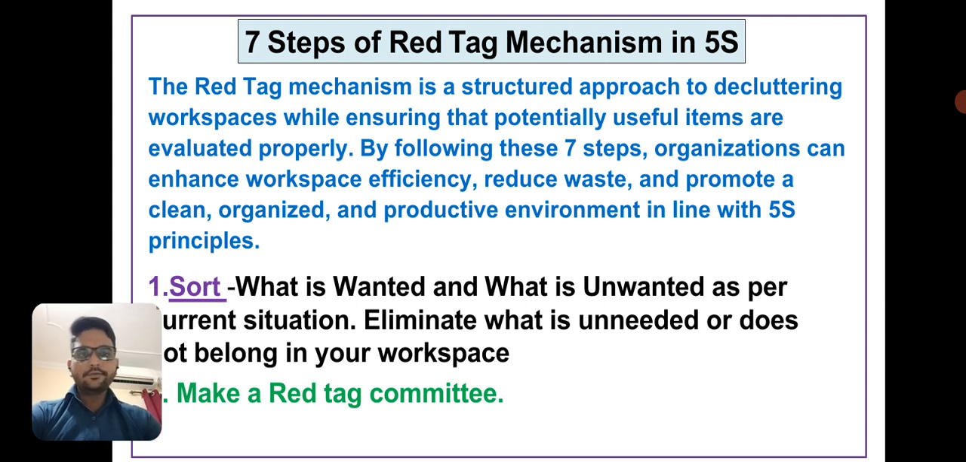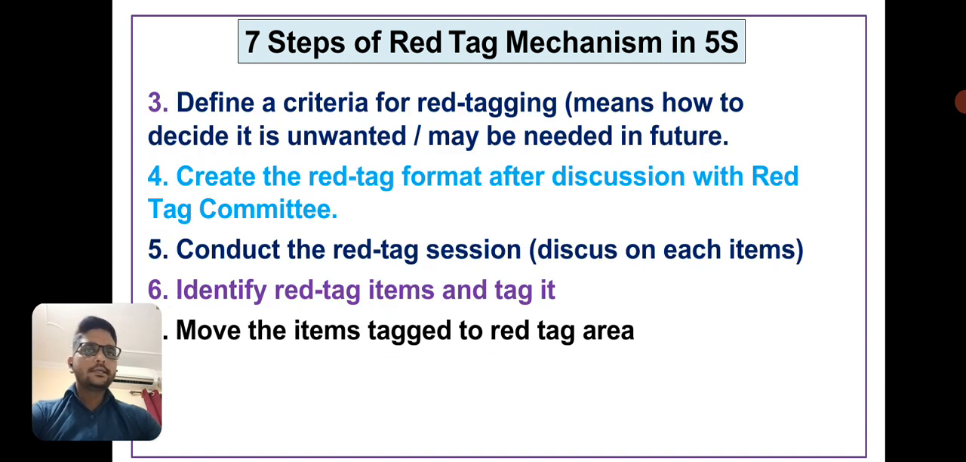In the 7 step approach, first is sorting, which means deciding what is wanted and what is unwanted, what is needed and what is not needed, and eliminating what does not belong to your workspace or area. Second is to make a red tag committee for the red tagging process. And third step is to define a criteria for the red tagging process, which means how to decide it is unwanted.